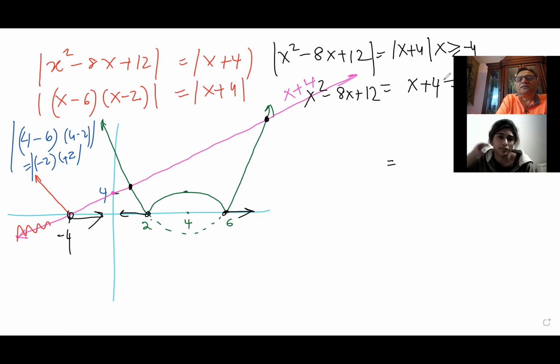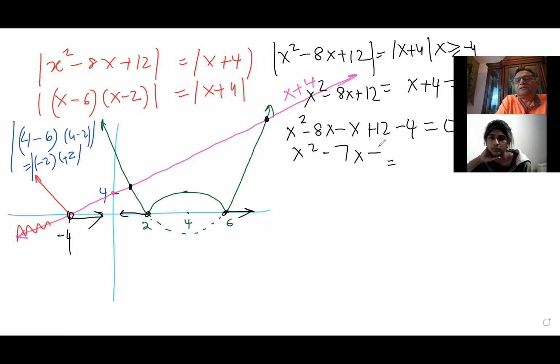Let's bring the terms together and solve. X squared minus 8x minus x plus 12 minus 4 equals 0. So that means x squared minus 7x plus 8 equals 0. Wait, minus 9x. Minus 8 minus 1. Minus 8x minus x minus 9. You're right. Minus 9x, minus 8x, minus 9. Correct.